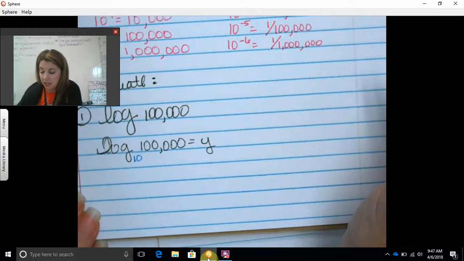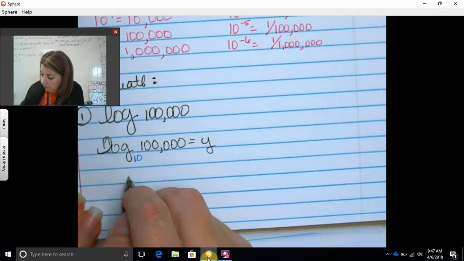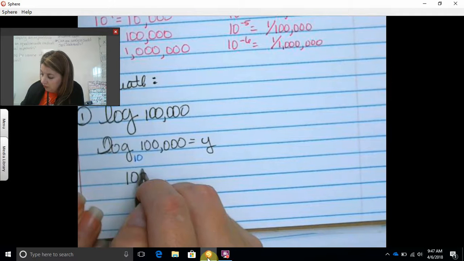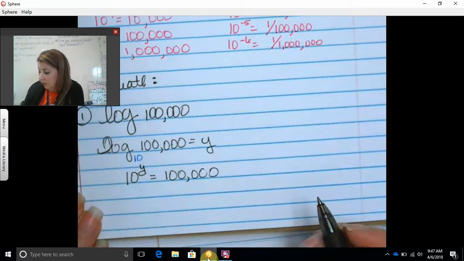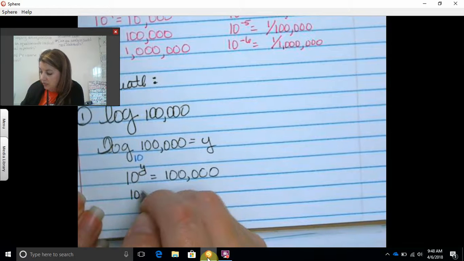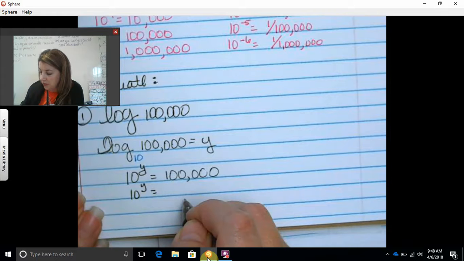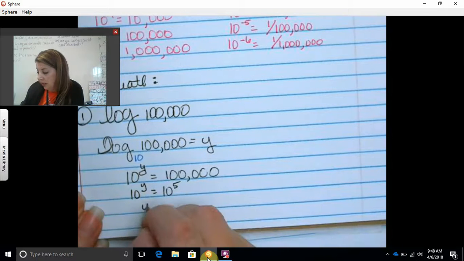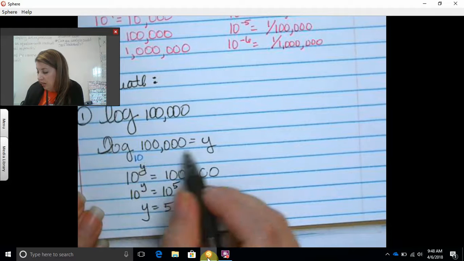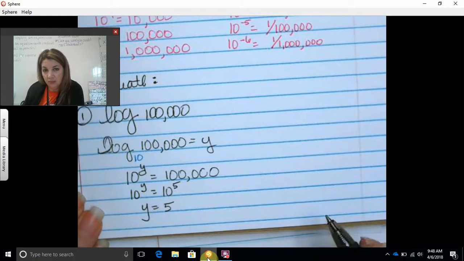So how would I write that as an exponential equation? Did you say 10 to the y power equals 100,000? Now how can we write those both with the same base? Use a base of 10. So we have 10 raised to the y equals, what is 100,000 with a base of 10? 10 to the 5th power. So we know that y equals 5. 10 to the 5th power gives me 100,000. Easy.